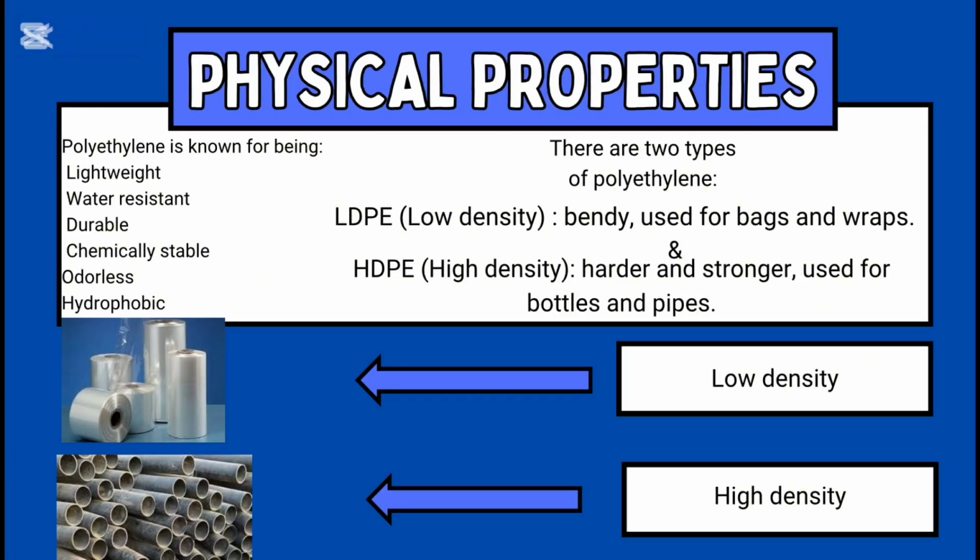There are 2 types of polyethylene. There is LDPE, which stands for low density polyethylene. They are typically soft and bendy and used for bags and wraps. As well as HDPE, which is high density polyethylene. They are harder and stronger, opposite to LDPE, and used for things like bottles and pipes. You can see the difference from these 2 pictures, how the lower density items are soft and are like a wrap. On the other hand, the high density items look hard.